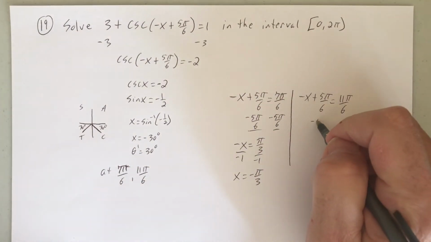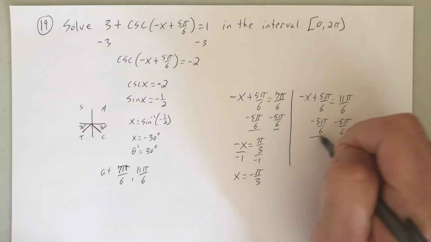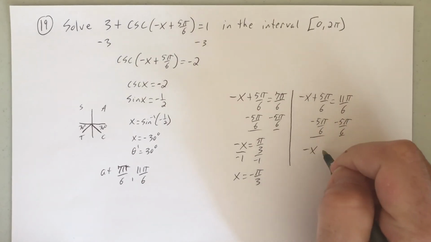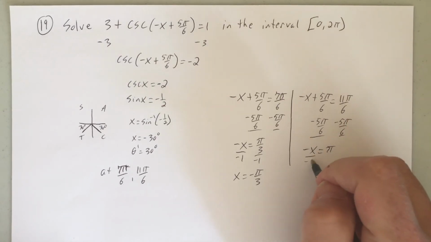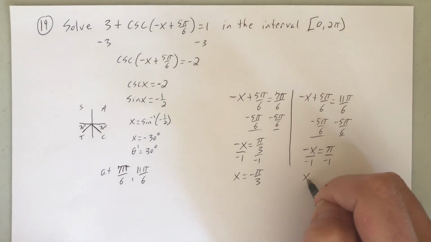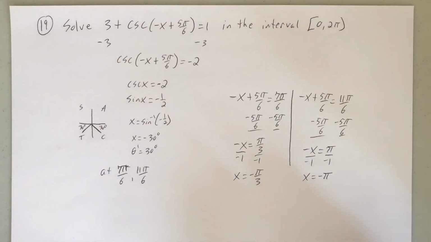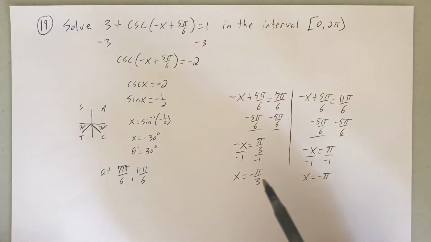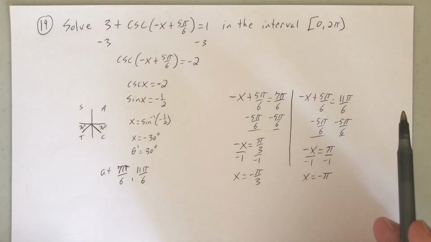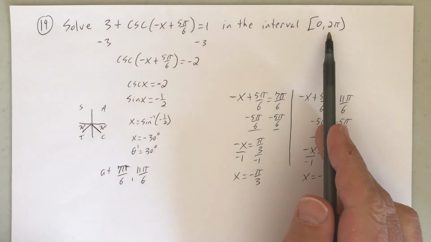Then over here, subtract 5 pi over 6, and I get negative x is equal to pi. And then I'm going to divide by negative 1, and I get x is equal to negative pi. So we're trying to get between 0 and 2 pi. You can see that both of these answers are outside of that. Well, if I can just add the period to these and get within the range, I will find my answers.